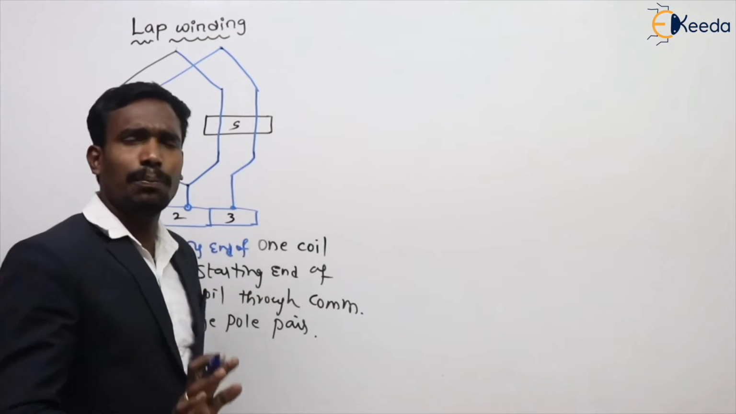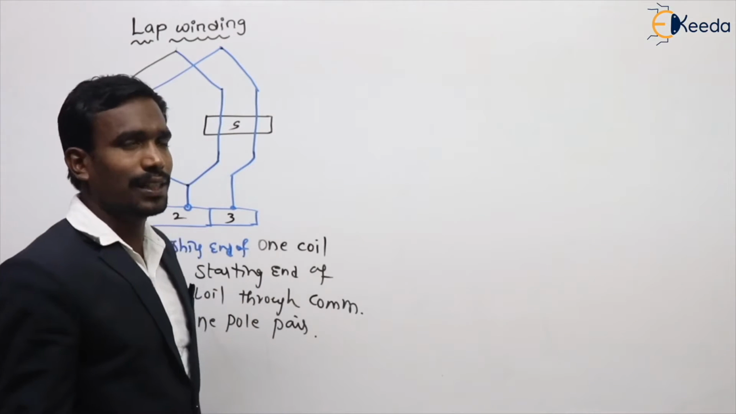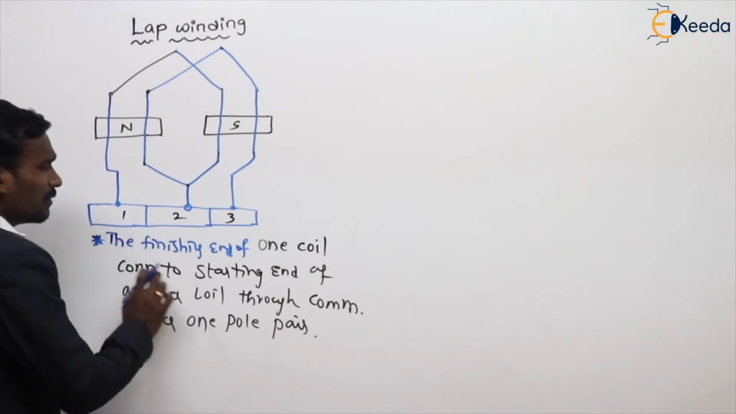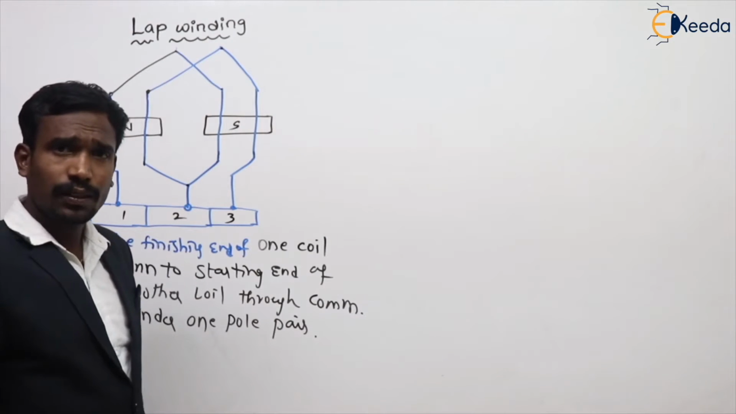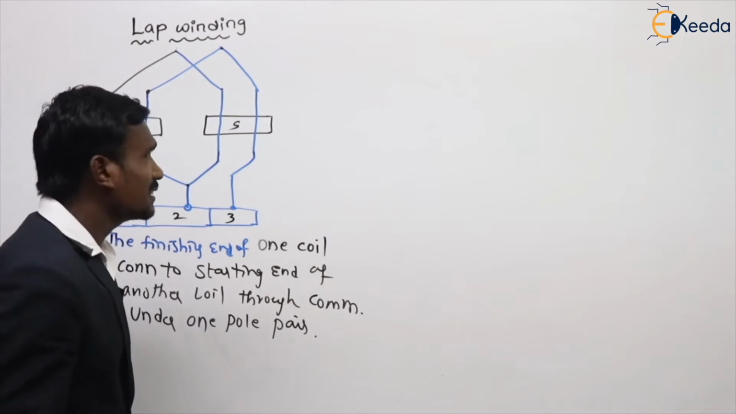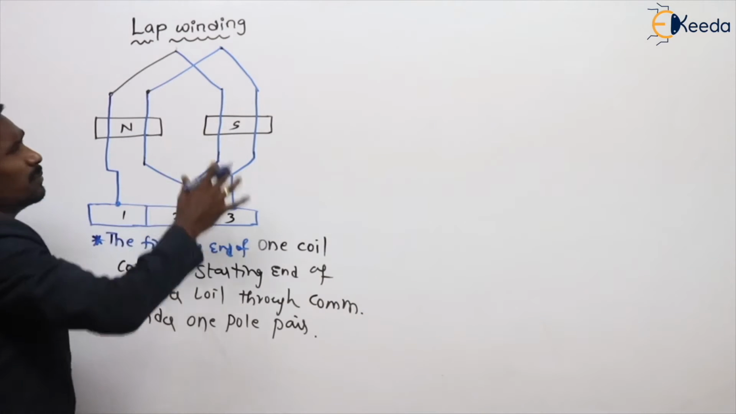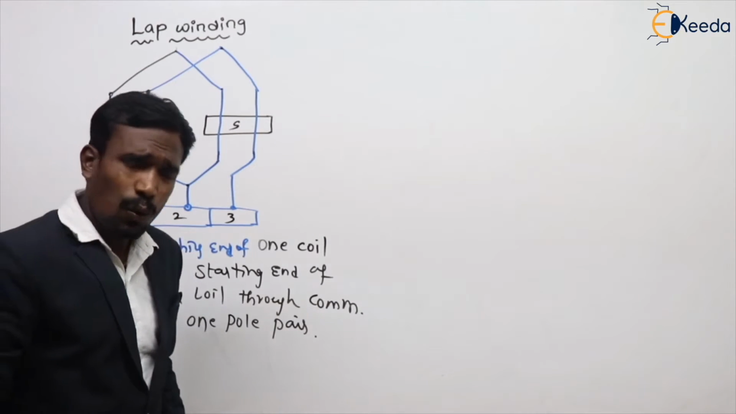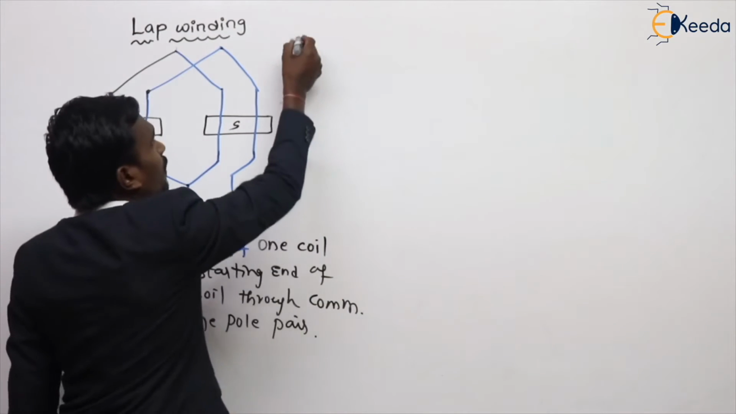I will give you an example question for this lap winding. Just wait. So simply I have given you a definition for this. Next one. Let's see here. Here some definitions are there. What are the definitions? First one, pole pitch.